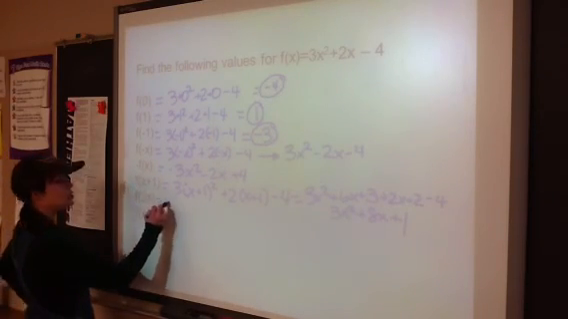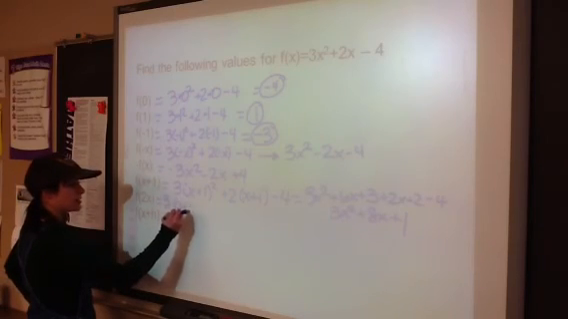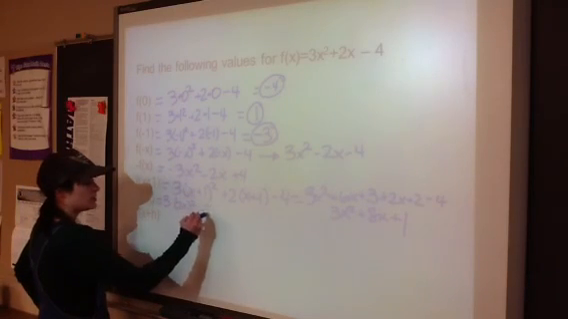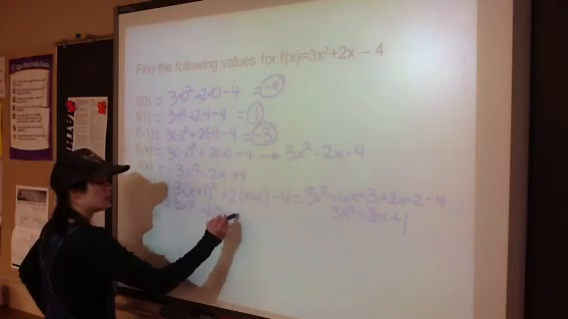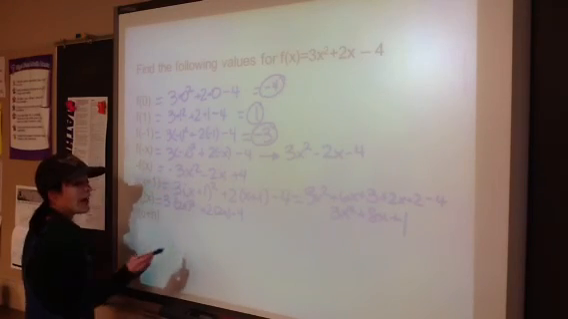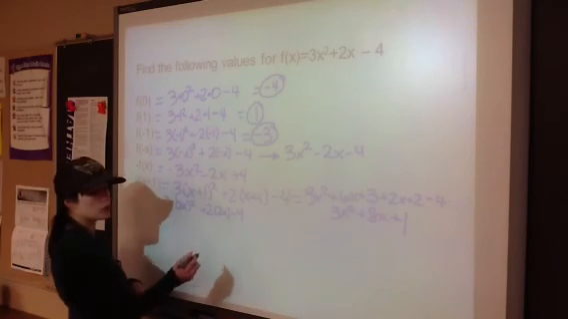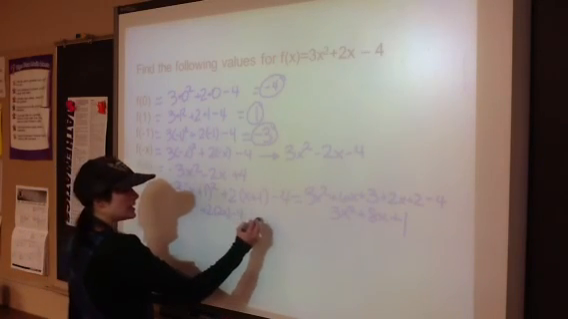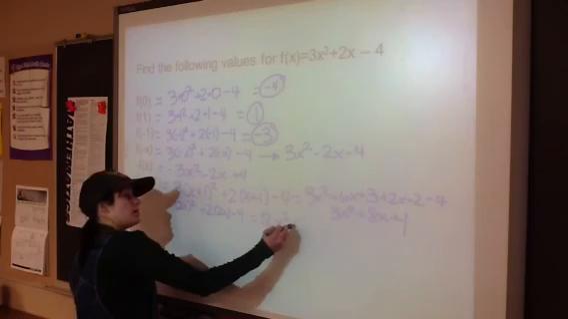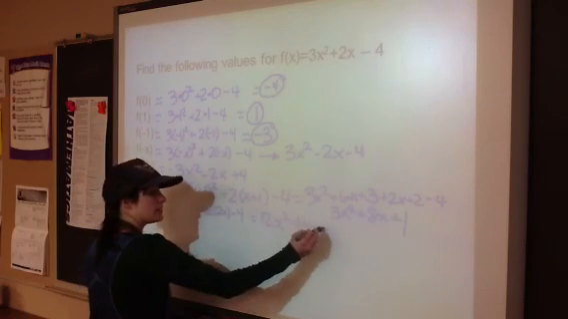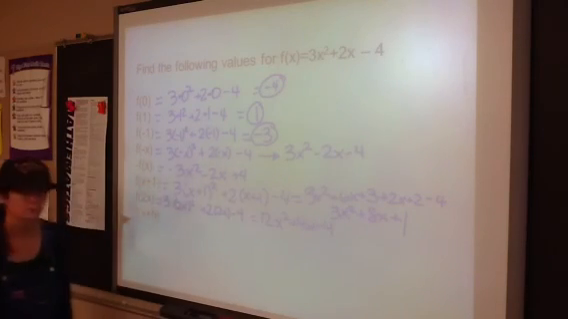So if I plug in 2x, I have 2x quantity squared plus 2 times 2x minus 4. So right here, I have to square that 2, not just the x, so I get 4x squared, times 3 is 12x squared plus 4x minus 4, and you're done.